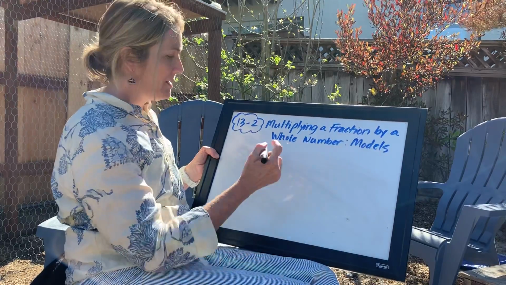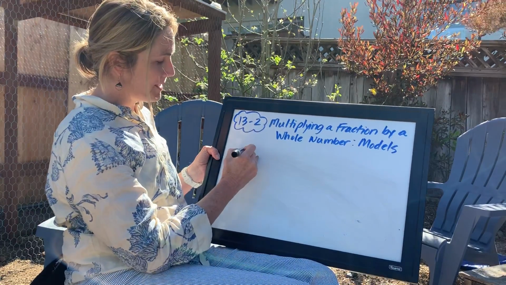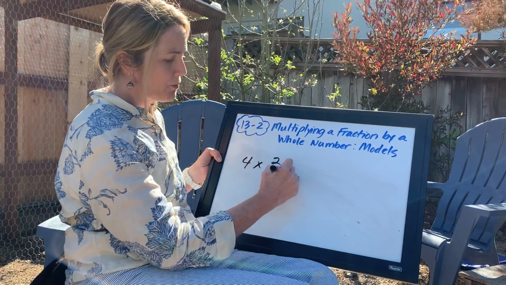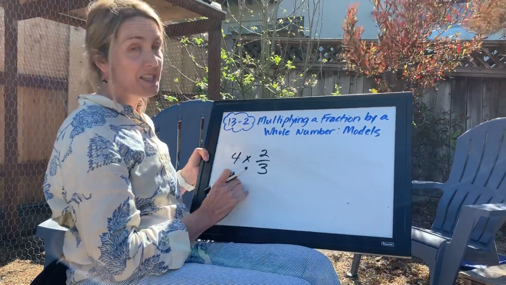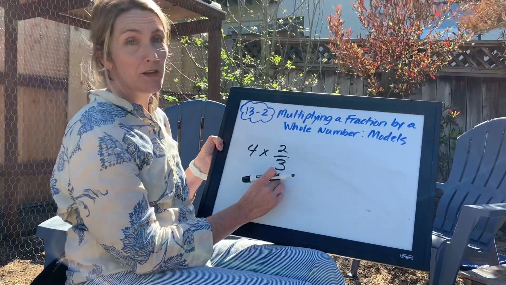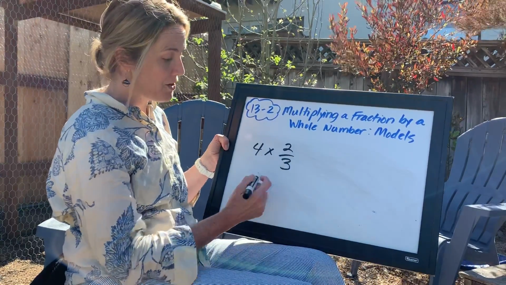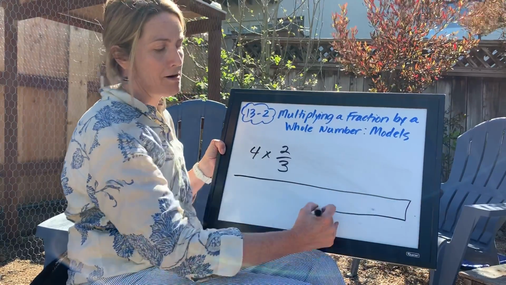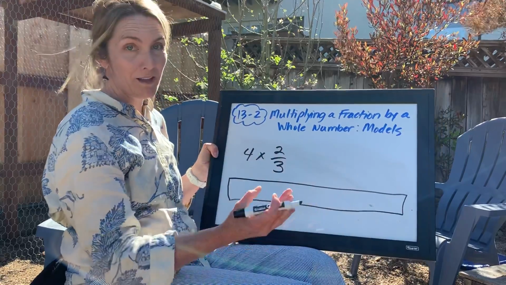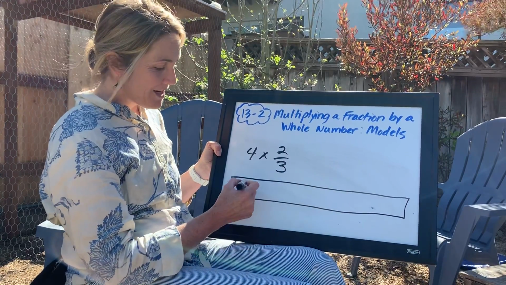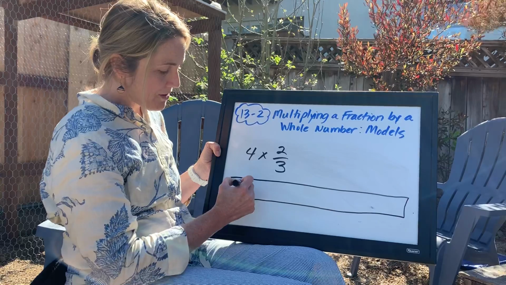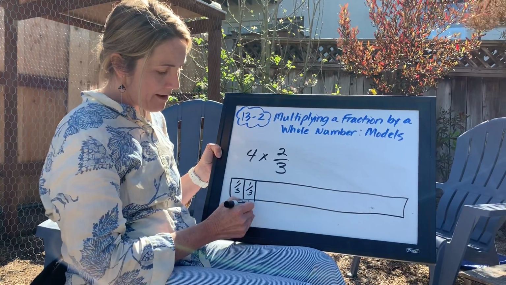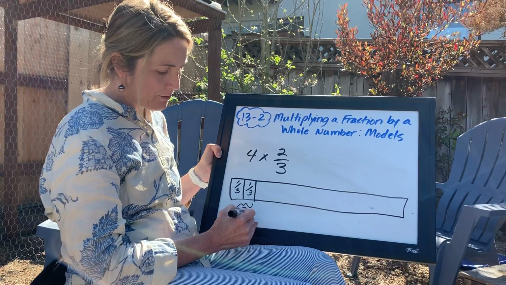In a model, let's go back to this original problem. Let's go to 4 times 2/3. What does this look like on a model? So the unit fraction, same thing, is a third. So I'm going to draw a long fraction bar, and I'm just going to start breaking it up. Hopefully it'll come out even. So I'm going to say this is 1/3 here. Here's another 1/3. So what we have right here is 2/3.